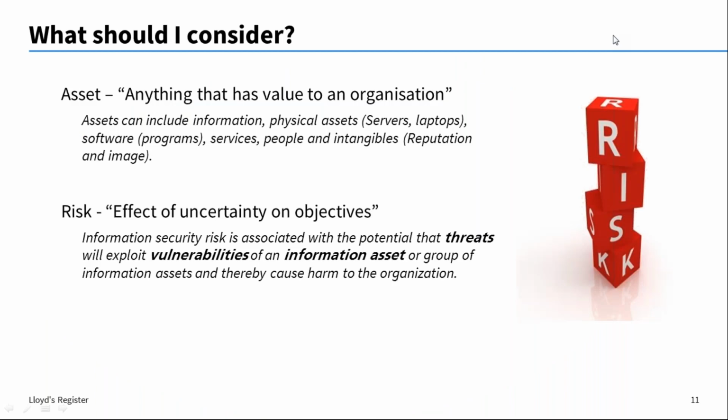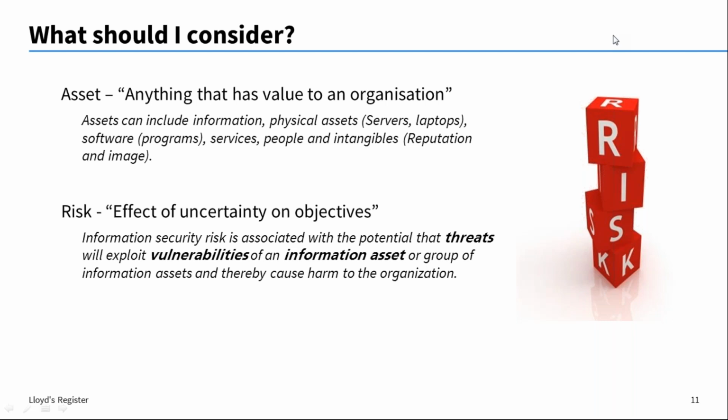Two key elements that are core to ISO 27001 are making sure you understand and manage assets and risks. So I've mentioned risk earlier in the presentation. And ISO 27001 states that the definition of a risk is the effect of an uncertainty on objectives. So it states that information security risk needs to be associated with the potential that threats will exploit vulnerabilities of an information asset or a group of assets and thereby can cause harm to the organization.